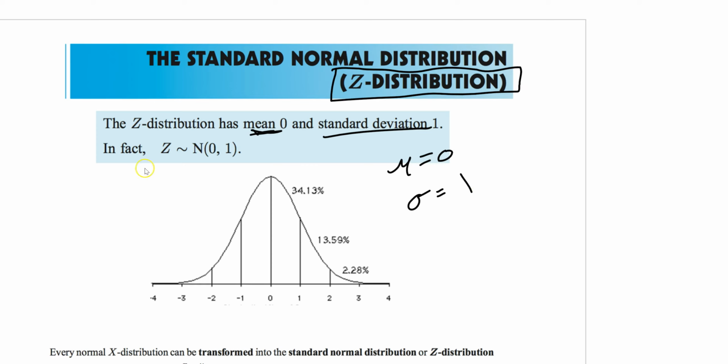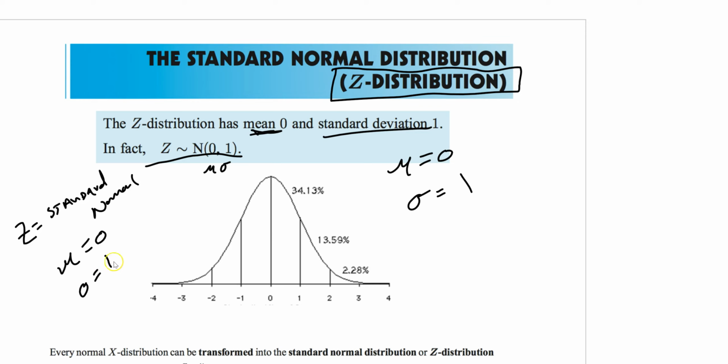You also might see this. Remember, all that means is what distribution you're using. So that's normal, and then that tells you what the mean is and what the standard deviation is. And notice that there's a z. So again, the key thing here is if you see z, we call that the standard normal. And that means that mu is 0, and standard deviation is 1, as you can see by this picture right here. Mean 0, and then each standard deviation is 1.